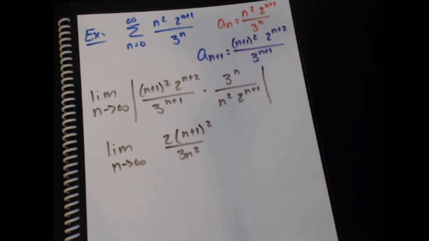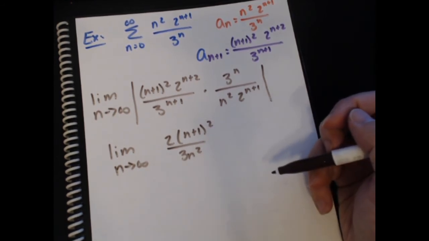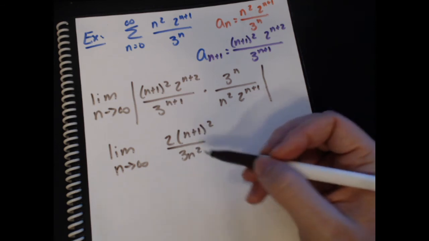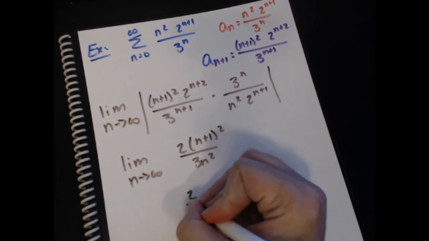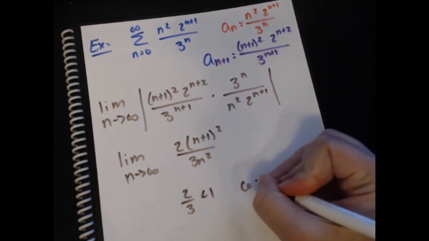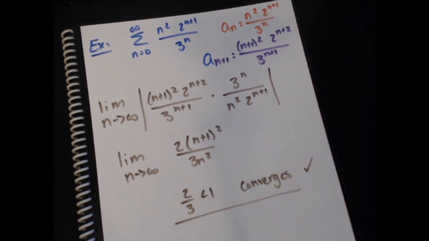Wait, did I miss a step? No, wrong problem. Oof, that was almost bad. Okay, n squared's the highest power, right? Like if I FOIL this out, I'm going to get an n squared here. Okay, so I just take my leading coefficients. My leading coefficient is 2/3. Is 2/3 less than or greater than 1? Less than 1, so it converges. So I don't think it's terrible. It's just a lot of little algebra steps you have to pay attention to and watch.